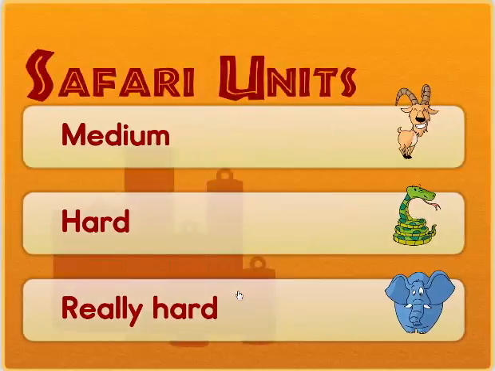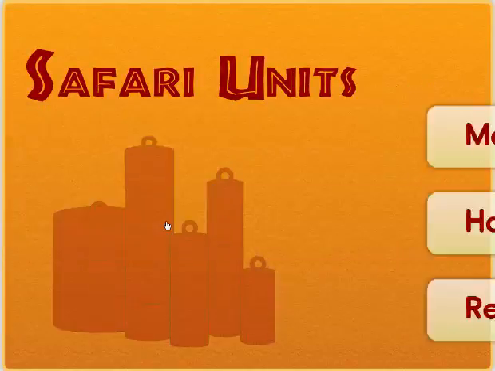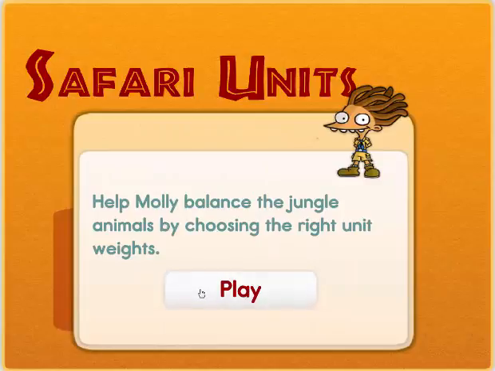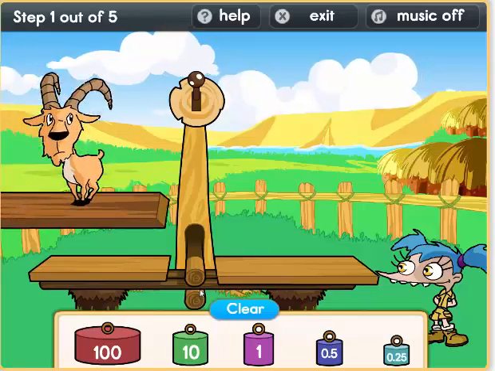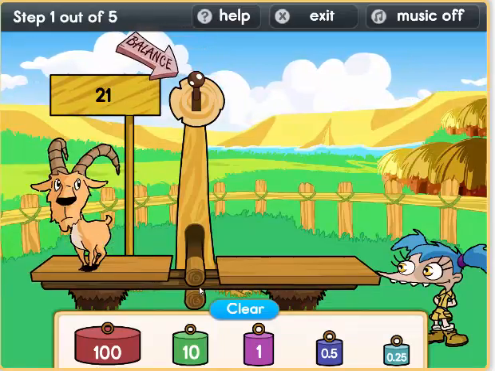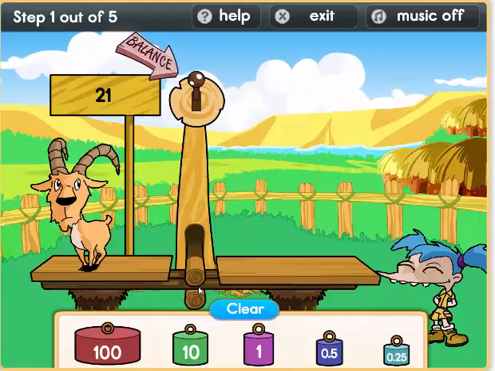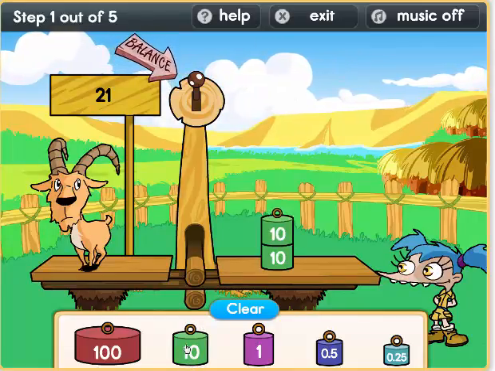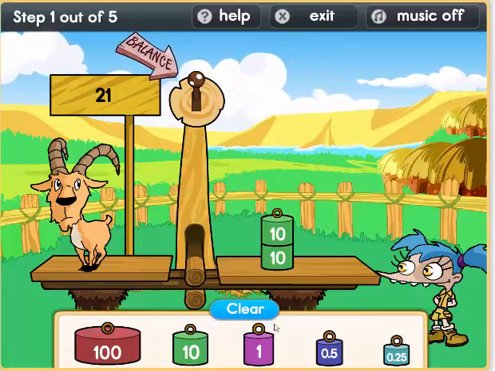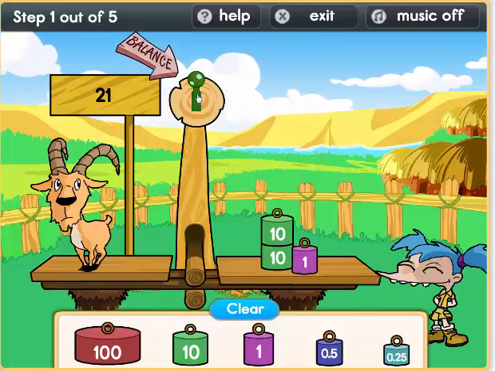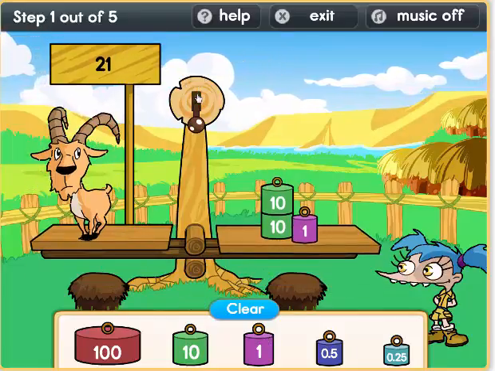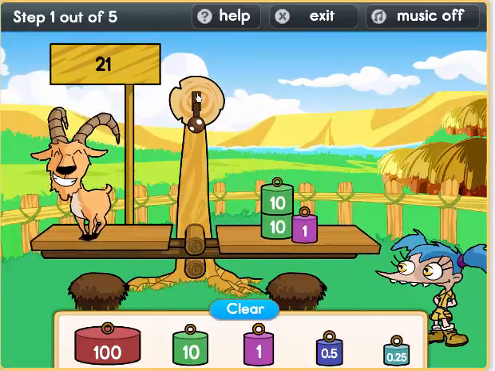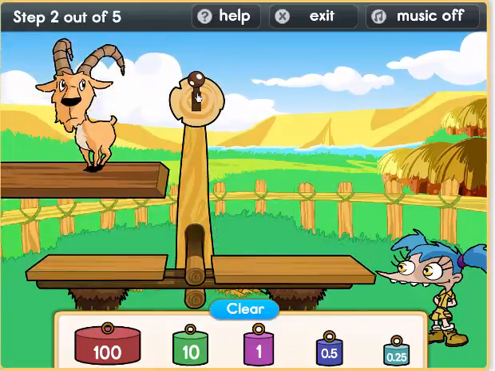Play it! Let's go for the hard. Hard helped Molly balance the jungle animals by choosing the right unit weights. Play. Let's see how quick we can do this. 21. Okay. 10. 10, which makes it 20. We need one more. Let's see what happens. Yes! We made this one.